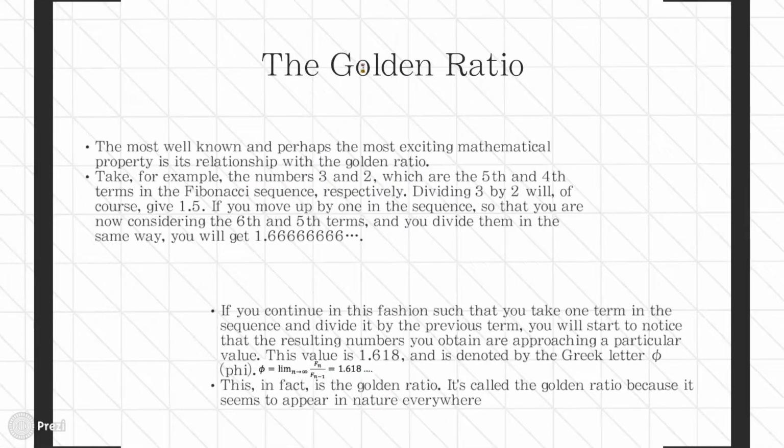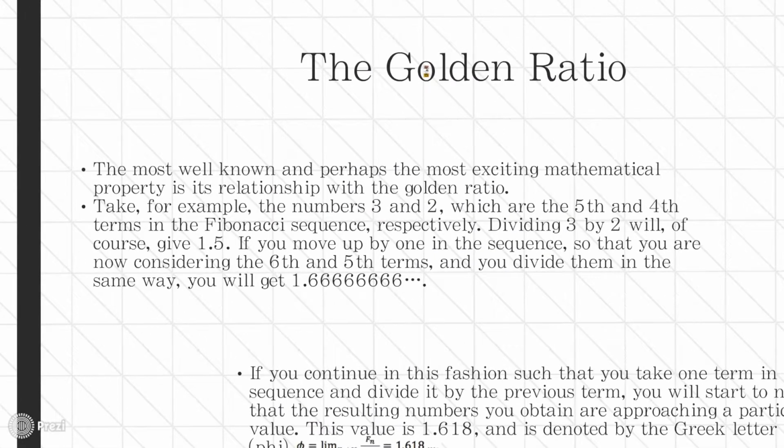There are many interesting mathematical properties of the Fibonacci sequence. However, the most well-known, and perhaps the most exciting, is its relationship with the golden ratio. Take, for example, the numbers 3 and 2. Dividing 3 by 2 will of course give 1.5. If you move up by 1 in the sequence, so that you are now considering the 6th and 5th term, and you divide them in the same way, you will get 1.66 repeating.